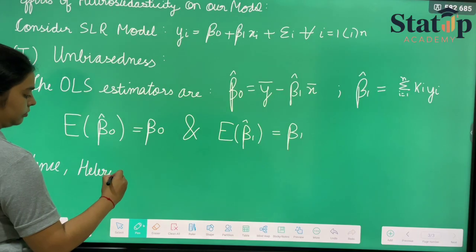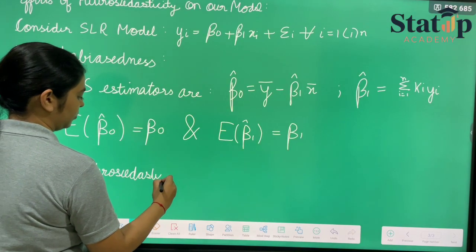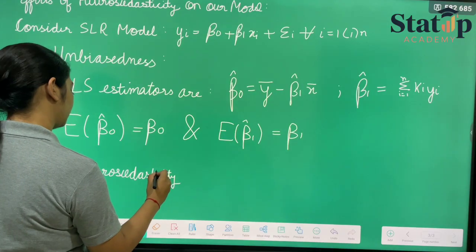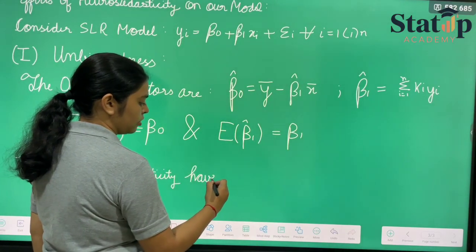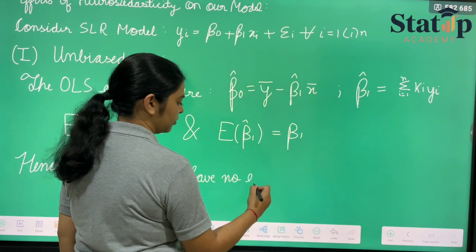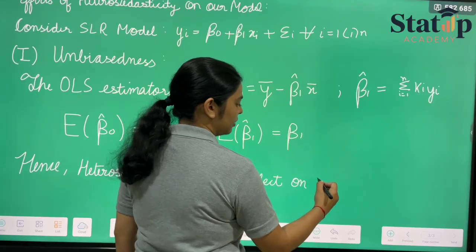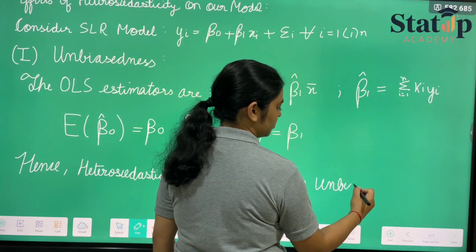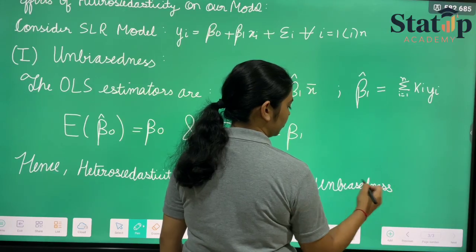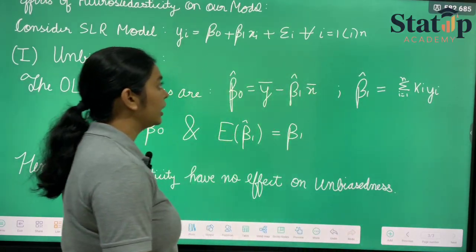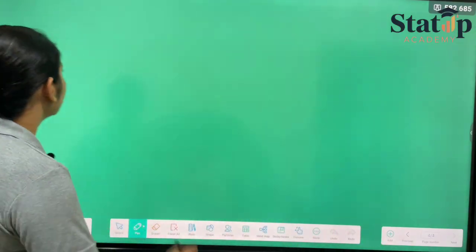Hence, we can say that heteroscedasticity has no effect on unbiasedness. Heteroscedasticity has no effect on unbiasedness. The second property is variance.